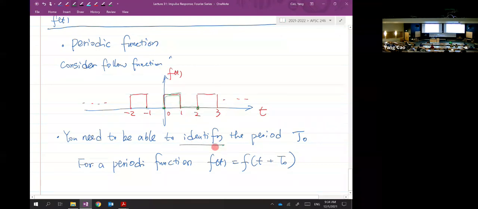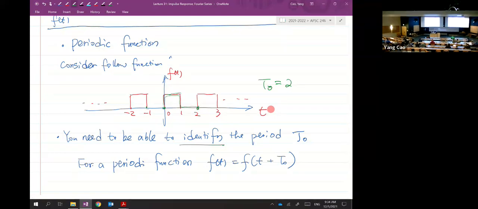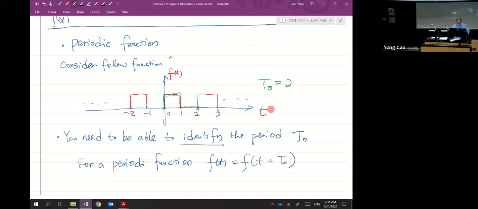I said identify this t naught from this graph. So apparently for this periodic function, the t naught is 2. 2 seconds. If it doesn't label anything, then just write 2. 2 seconds, 2 hours, who knows? It's just as simple as that. So that's the periodic function.